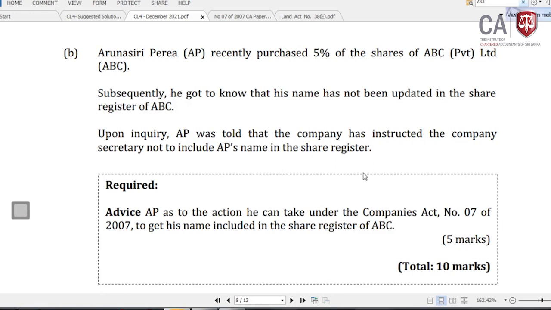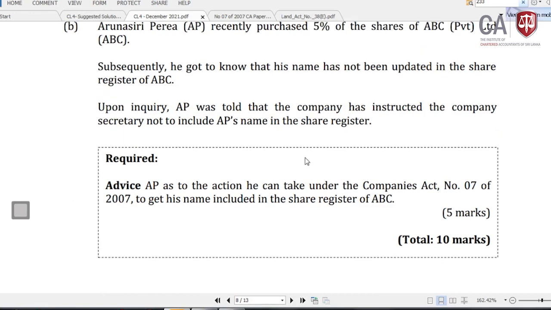share register. So, you have bought some shares in this particular company and have become a shareholder, but you have found that your name does not appear in the share register. Every company has to maintain a share register. There are several registers to be maintained: the share register, the directors register, the secretaries register, the interest register, and the register for charges. Likewise, there are certain registers that must be maintained. One such register that has to be maintained by a company is the share register.